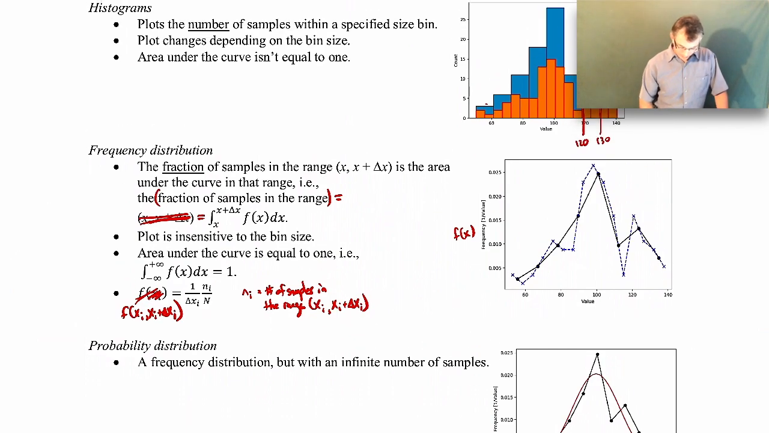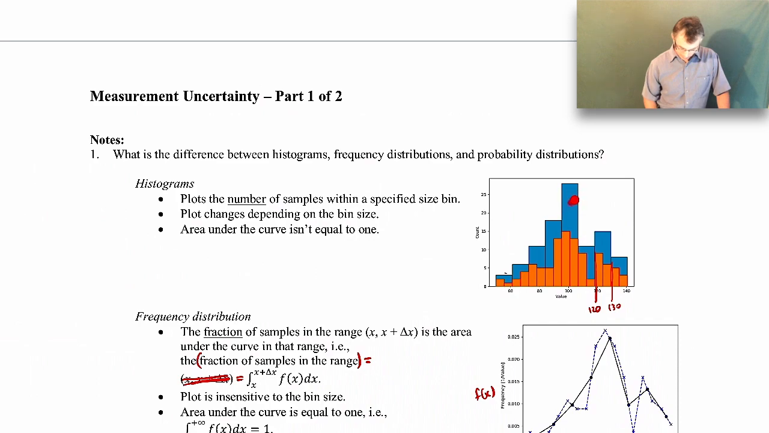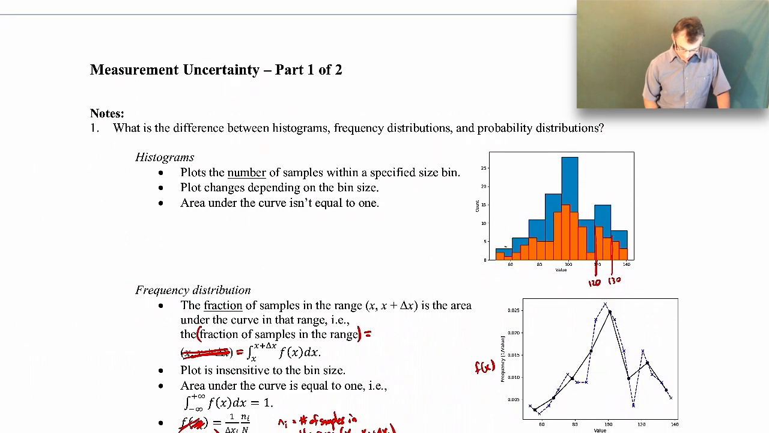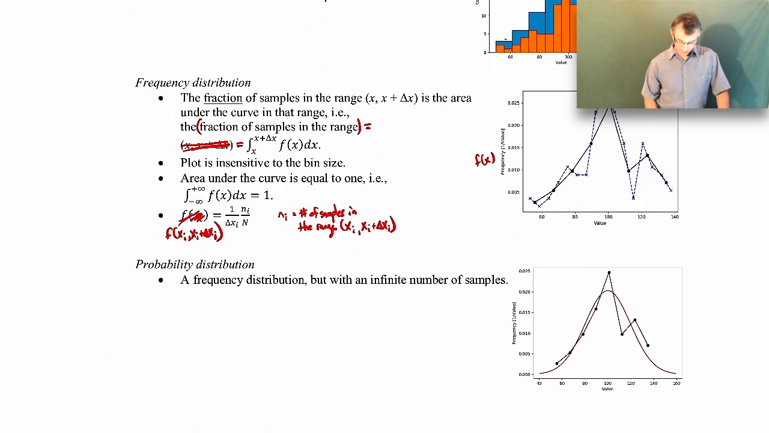So actually these three plots that you see, the histogram and frequency distribution, are based on the same data. The blue data here in the histogram are the black dots in the frequency plot. The orange histogram is the blue dashed line. They're using the exact same data. And then what I did is I actually took a lot more samples and plotted the probability distribution. And so you can see that if you took a huge number of samples, you'd get the kind of reddish curve here.